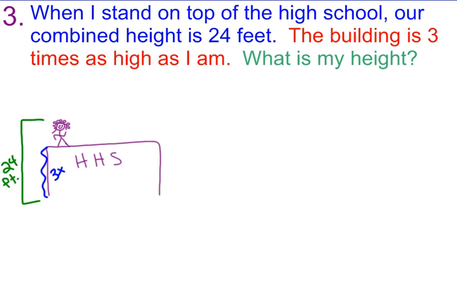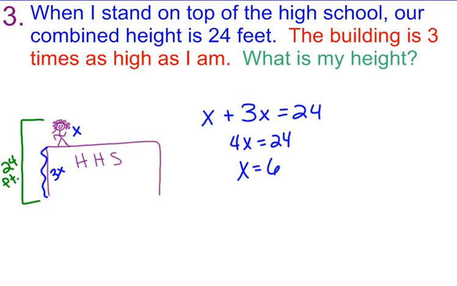If you want a way to solve it, I'm going to say that if the building is 3 times as high as I am, that means that I'm the original height. I'm x here. And this building height is 3 times me. So if I add my height plus the building's height, which is 3 times my height, so that's why it says 3 times x, it should equal 24. So when I solve this here, I find that x equals 6, and that's feet.